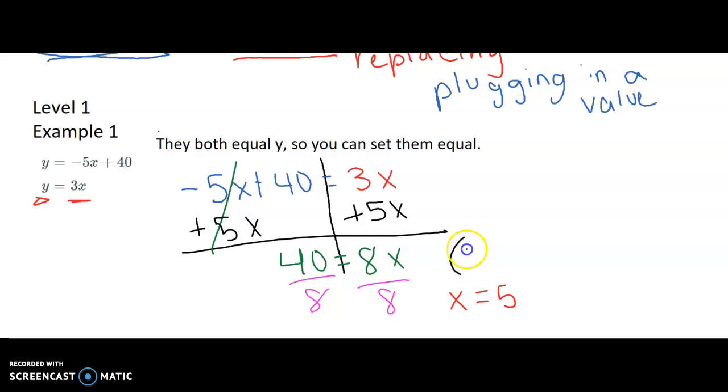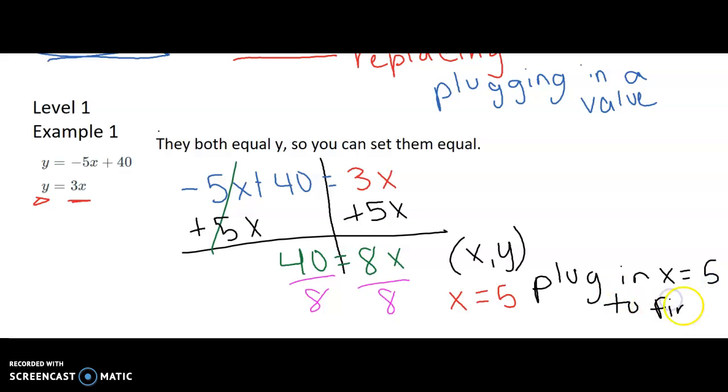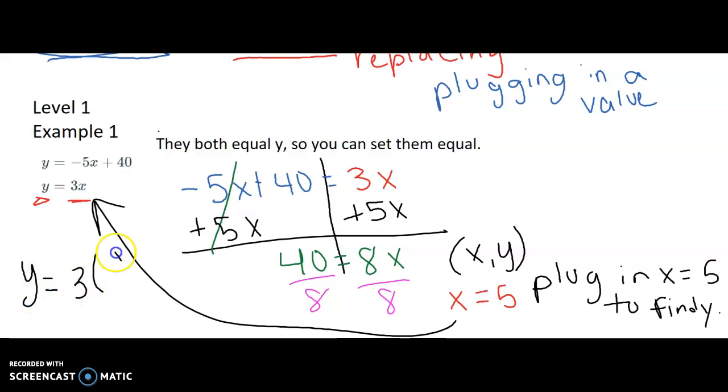However, if we remember, a system has a solution that is a coordinate. Remember that we have an x and we have a y. So now we have to plug in x equals 5 to find y. And the nice thing about this one is that it's easy to find the y. So I'm going to plug this back into one of these equations. I'm going to plug it into the bottom one. It doesn't matter which one, but the bottom one looks like it'll be easier. So I got y equals 3, and instead of x, I'm plugging in that 5. So therefore, my y equals 15.